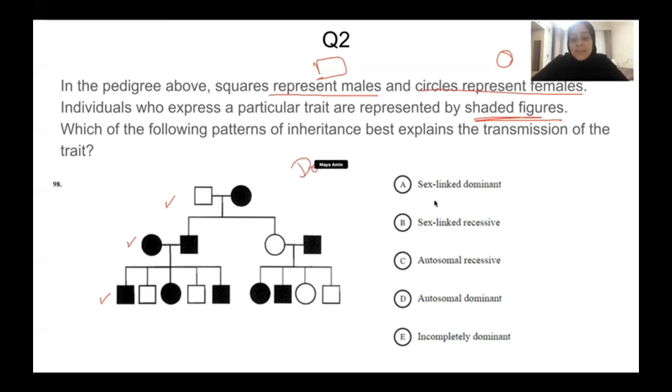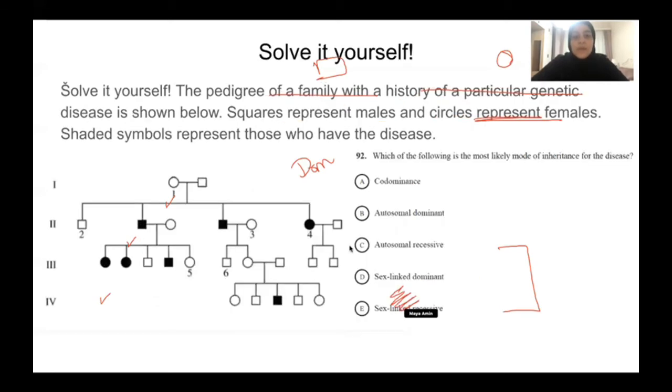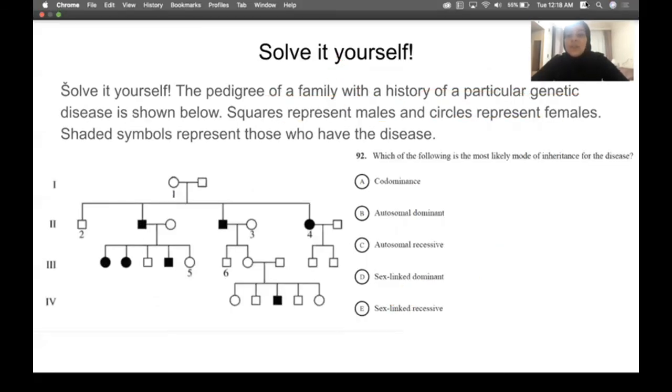So let's see. The only type we took in the pedigree is autosomal pedigree, so the answer can either be C or D, and we said it is a dominant trait, so it will be autosomal dominant, which is D. Okay, and here it is a question that you can solve by yourself for more practice.